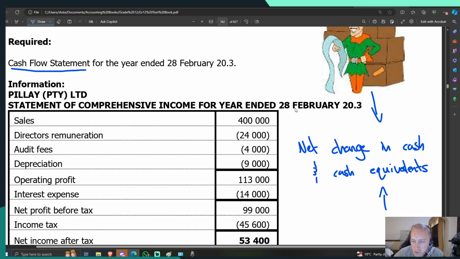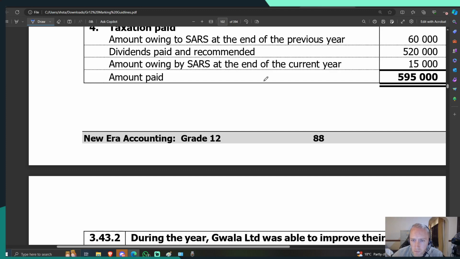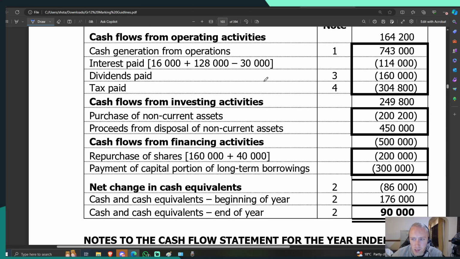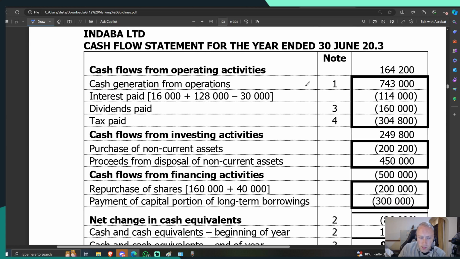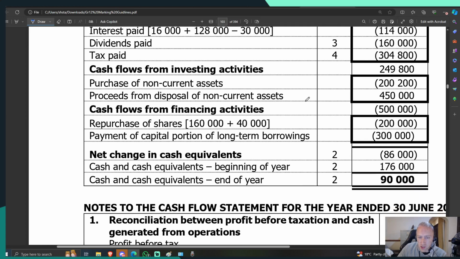That figure must be the same going the other way, which is when you take your cash effects of operating activities, plus or minus your cash effects of investing activities, plus or minus your cash effects of financing activities. So let's look at a cash flow statement, and you'll see what I mean. Here is our net change in cash and cash equivalents figure here.